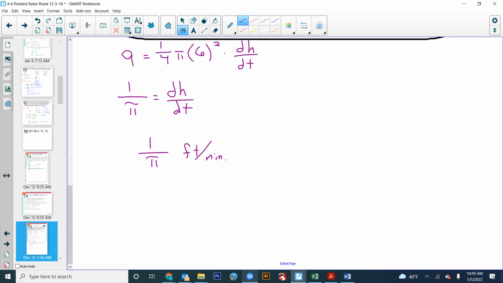Is that the rate the height of the water is changing all the time? No, only at that snapshot in time. Only the picture when the water level is 6 feet. And the radius of the water was 3 feet. Does that make sense?